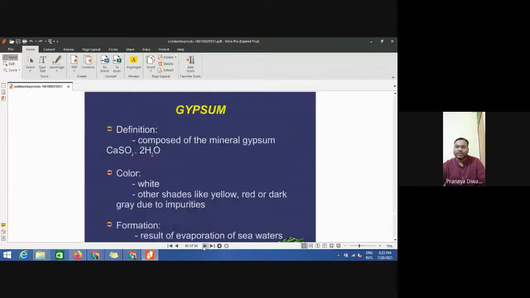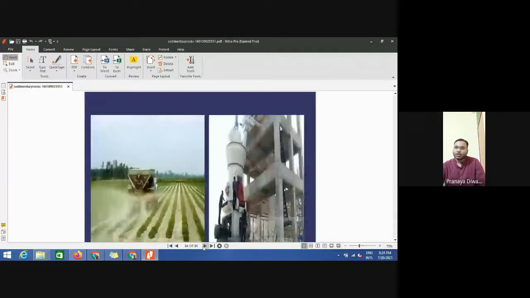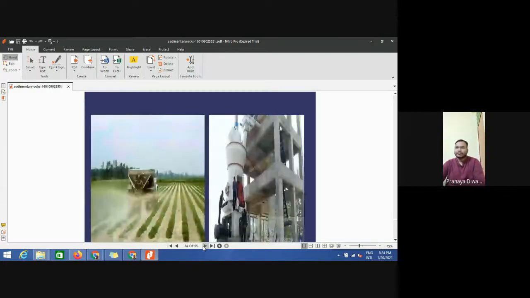Then you have gypsum. Gypsum is formed by hydration. The uses of gypsum are as a raw material for the manufacture of fertilizer. Many fertilizers are made from gypsum. It is also an essential ingredient in the manufacture of cement. This is a fertilizer which you use in industry.